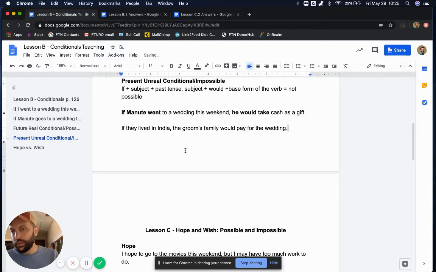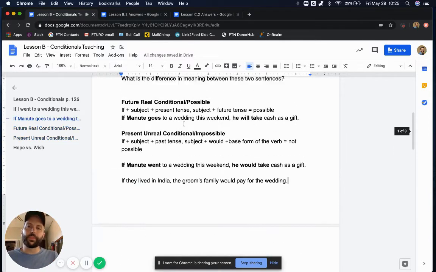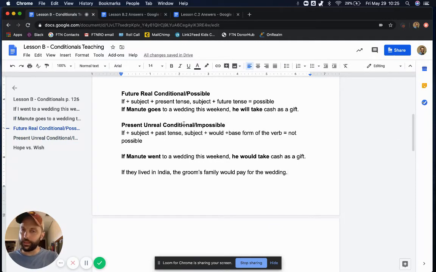Okay. Now, again, notice this is number 1 again for part 2A, and again we're on page 124. Look at that. This is the answer for number 1. Is that possible or impossible? Is it real or unreal? If they lived in India, the groom's family would pay for the wedding. Okay? That's right. If you said it's impossible or the present unreal, you're right.